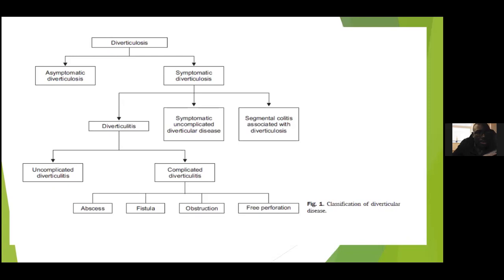Now, if you look at diverticulosis, you look at it in two arms. You could come as asymptomatic diverticulosis, or you can come as symptomatic diverticulosis. And in the symptomatic part of it, you can have diverticulitis that will further be either uncomplicated or complicated, or you can have just symptomatic uncomplicated disease, or you can have the segmental colitis associated with diverticulosis. And if you look at the complicated one, you either come as a case of abscess or fistula or obstruction or even perforation as well. And that is also the arm that will just come as bleeding without diverticulitis occurring.